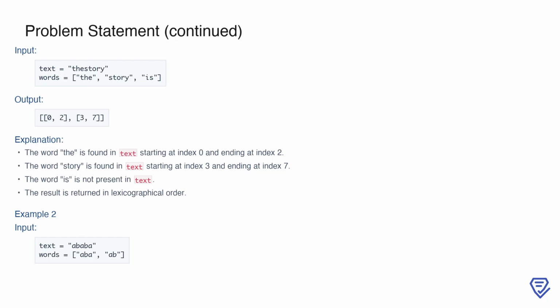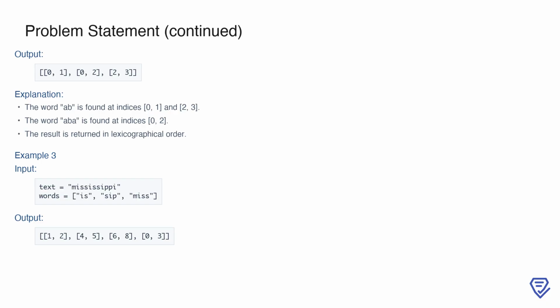Now consider another example where the input string is "ababa" and the list of words is "aba", "ab". The output for this example is [0, 1], [0, 2], [2, 3]. Here, the word "ab" is found twice, once at indices 0, 1, and again at indices 2, 3. The word "aba" is found at indices 0, 2. The output is arranged in lexicographical order, with the smallest starting index first.